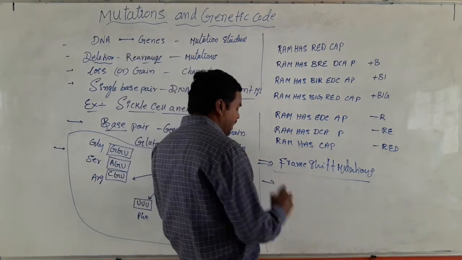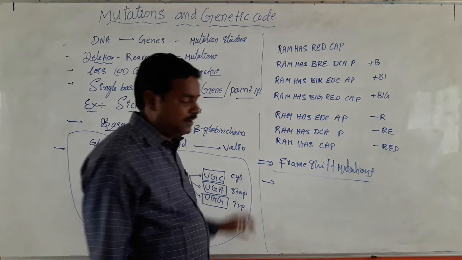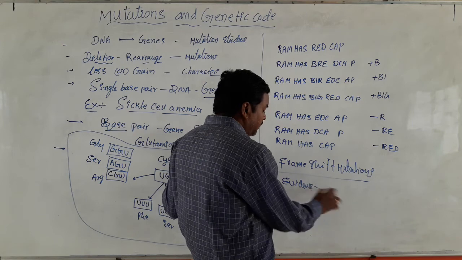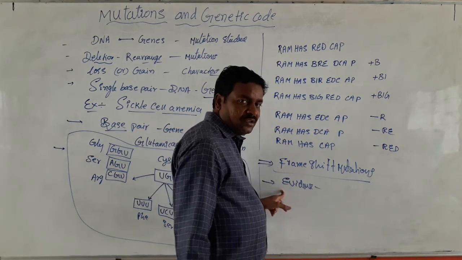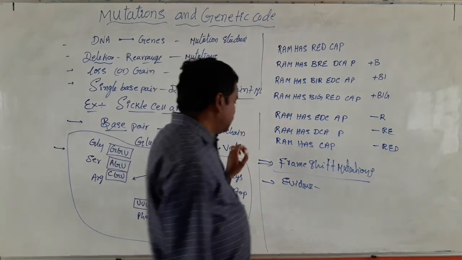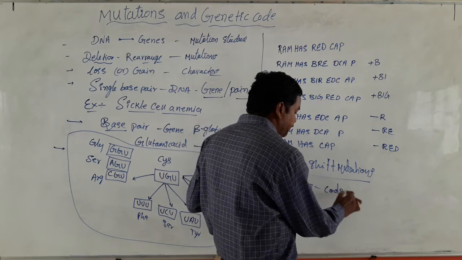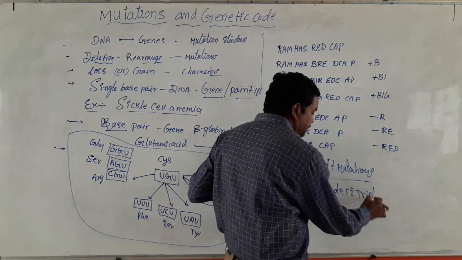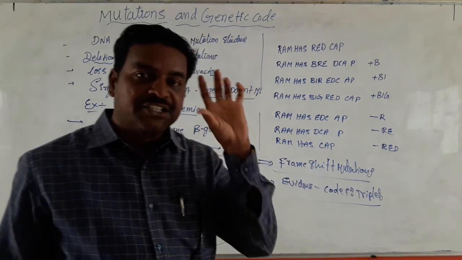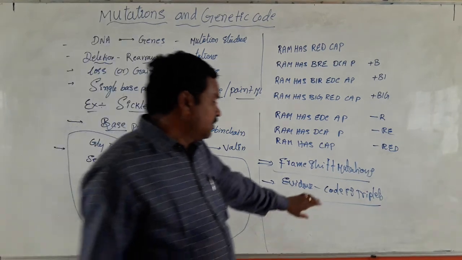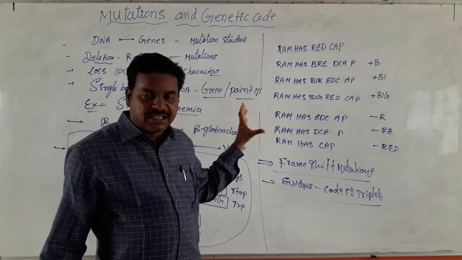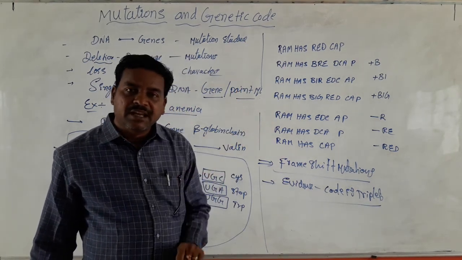And this is also one of the best evidence. Frame shift mutations are also one of the best evidence that the code is triplet. This is the relation between DNA and the genes.